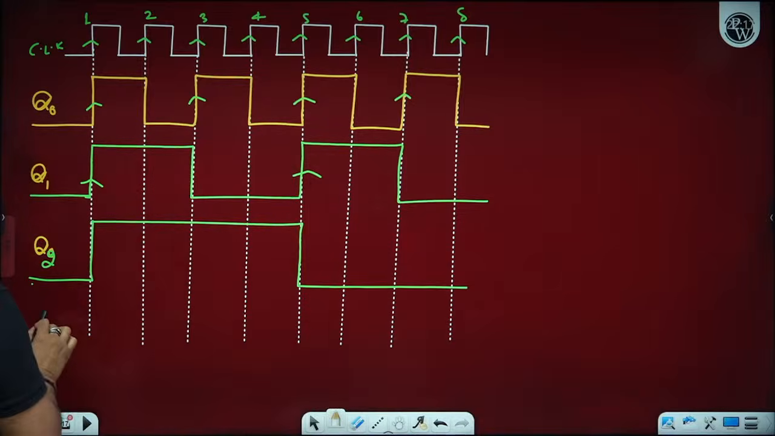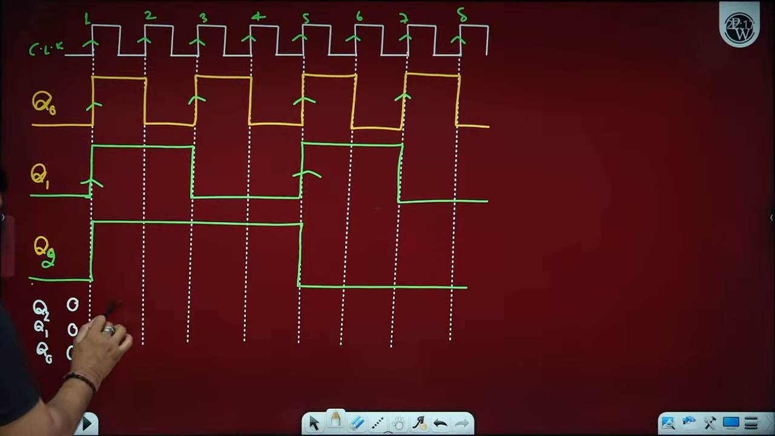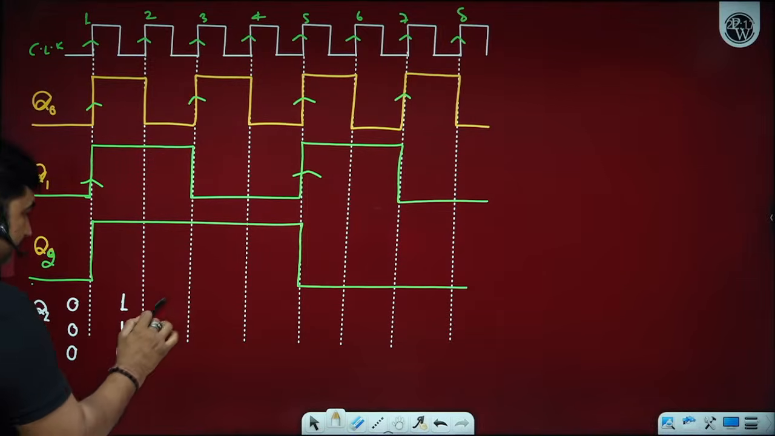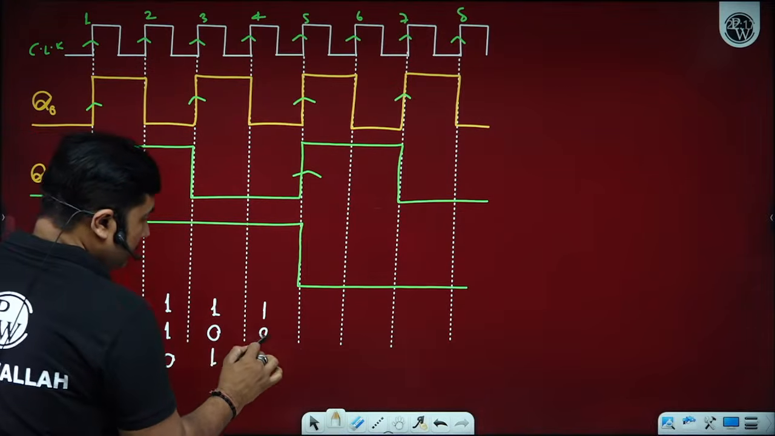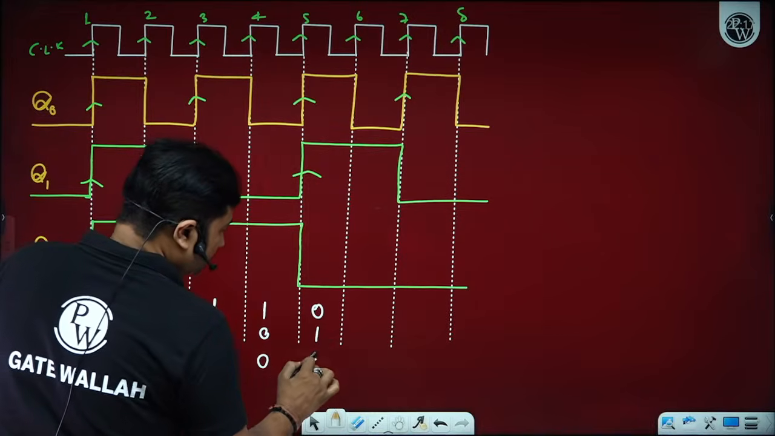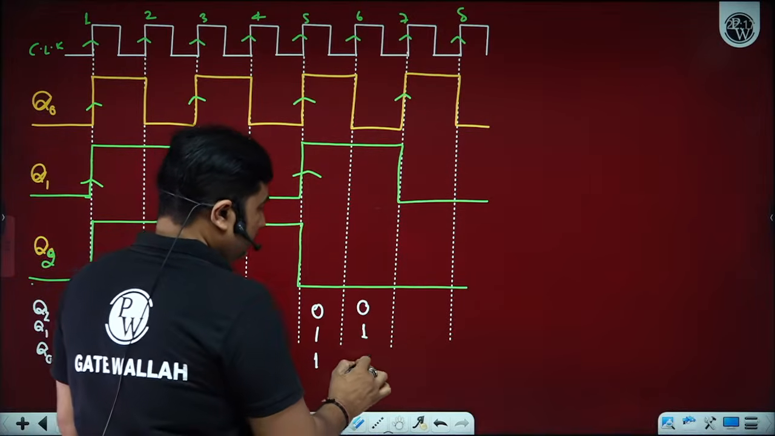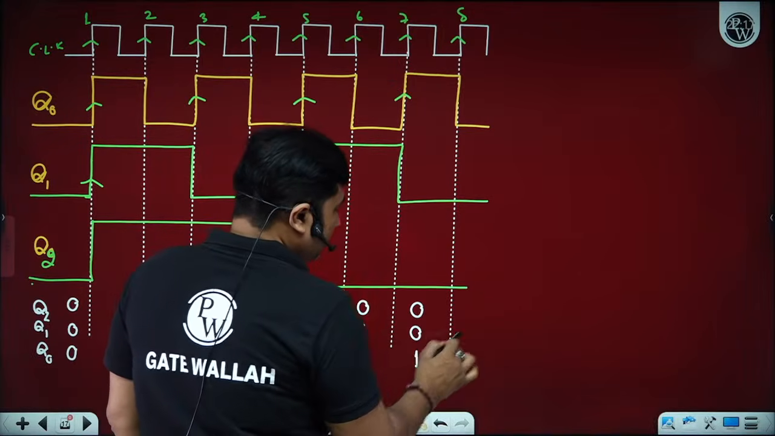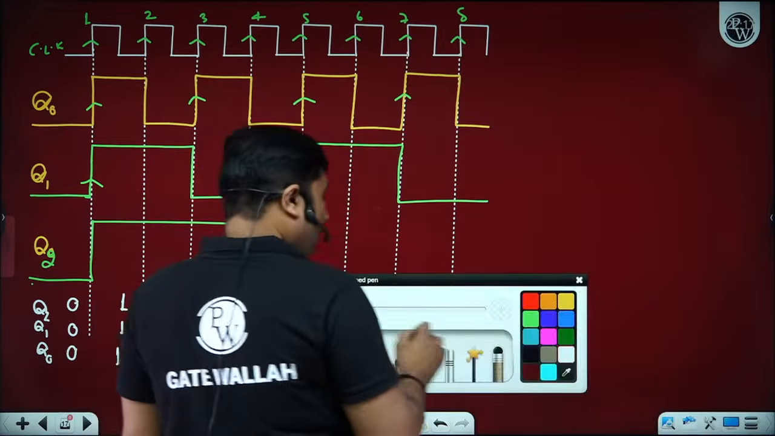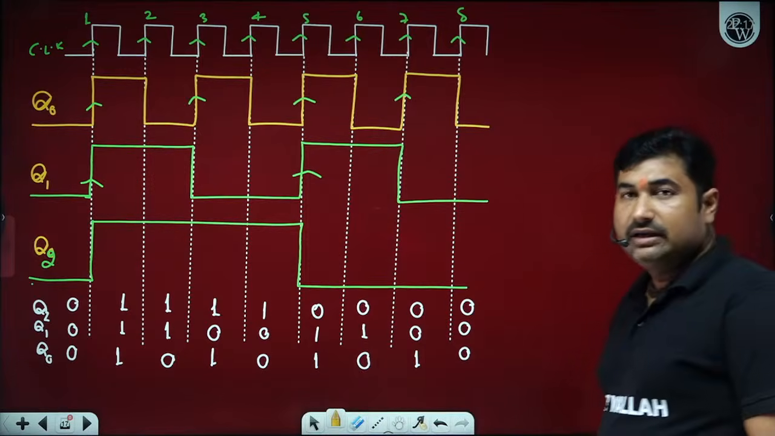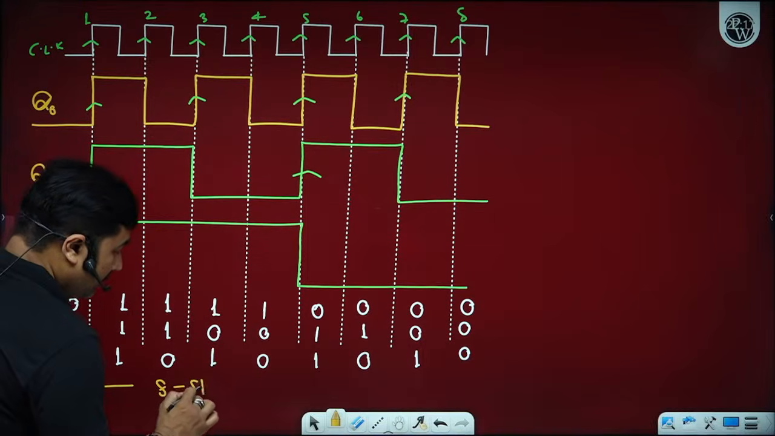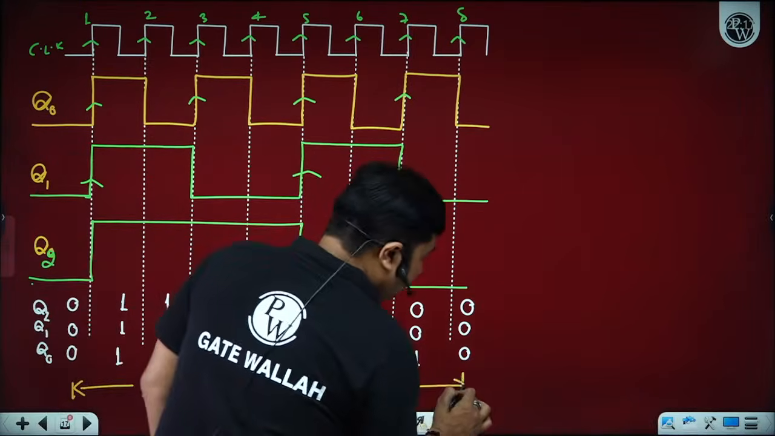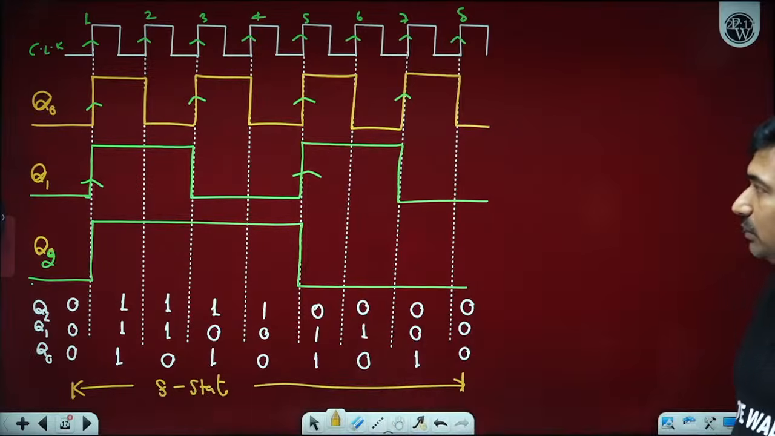If you observe, we have initially 0 0 0, 1 1 1, 1 1 0, 1 0 1, 1 0 0, 0 1 1, 0 1 0, 0 0 1 and 0 0 0. So how many total different states are we getting? We are getting a total of 8 states. So this is your mod 8, and that is why it is called a down counter. Hoping now all of you are able to understand.